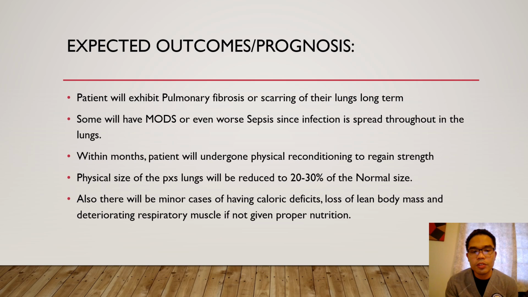And then some patients would have a deteriorating physical size of their lungs, about 20 to 30% from their normal size, mainly because of decreased compliance. There will also be some minor cases of caloric deficits, loss of lean body mass, and even deteriorating respiratory muscle if not given proper nutrition.